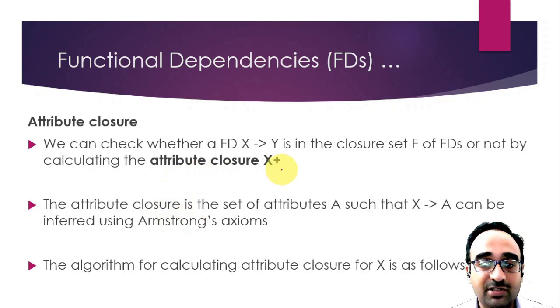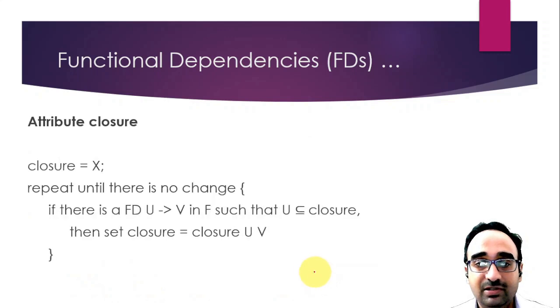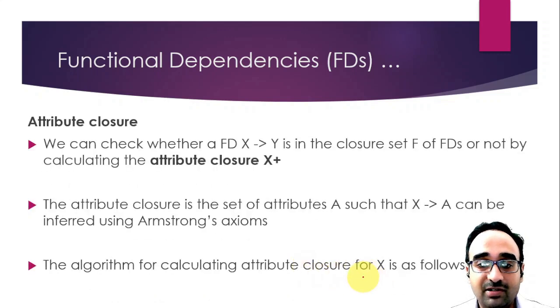Now how do you define this attribute closure? Attribute closure is the set of attributes A such that X derives A can be inferred using Armstrong's axioms. Don't worry, I will show you the example, you will understand it very easily. Now how do you find the attribute closure? By using Armstrong's axioms. There is a small algorithm for this, we will see the algorithm now. What are we trying to find? We are trying to find the attribute closure of an attribute X, that means we are trying to find X plus.